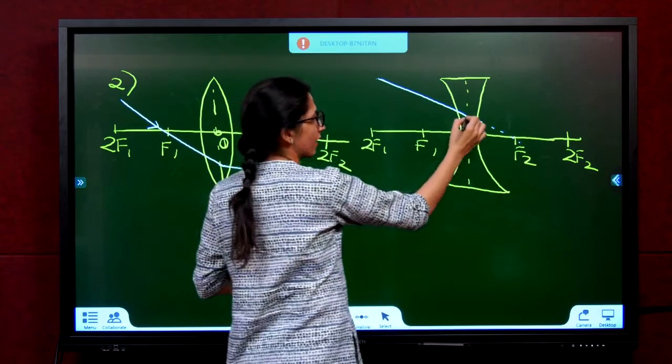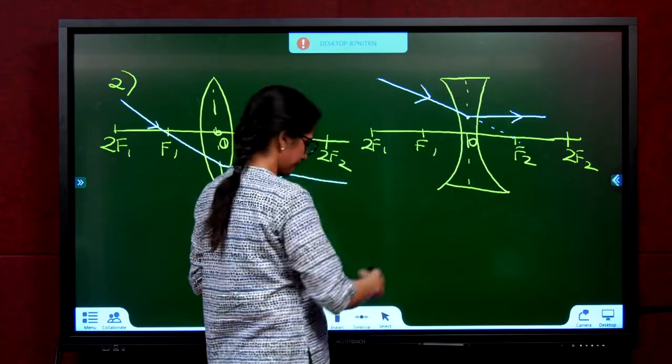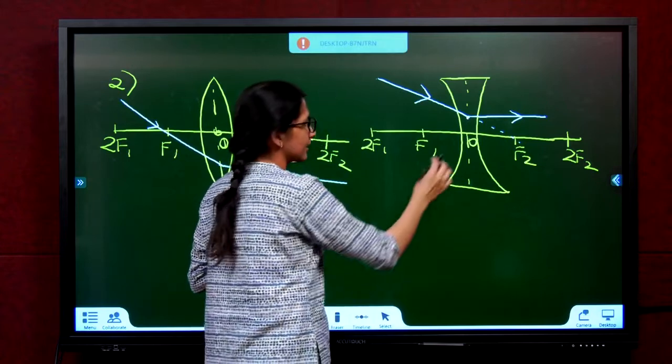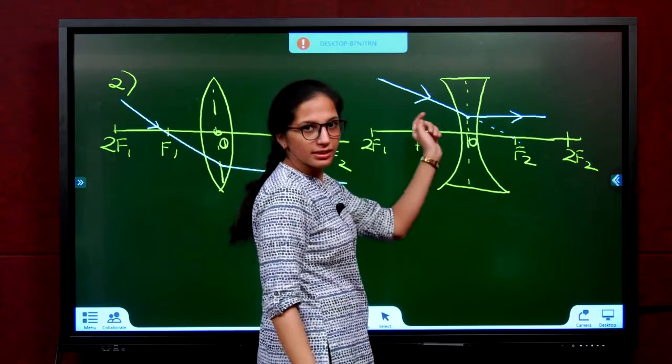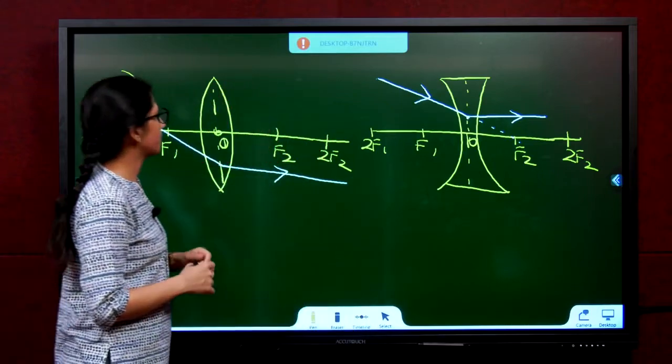After refraction at the dotted line, it goes out parallel. Please carefully draw this case. It appears to pass through focus and then comes out parallel. Why appear? Because in the previous case also, it was appear.